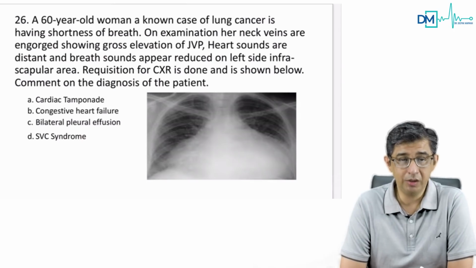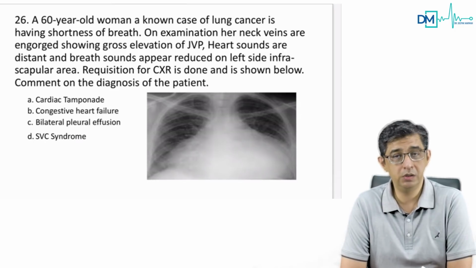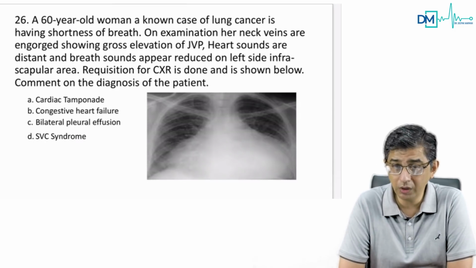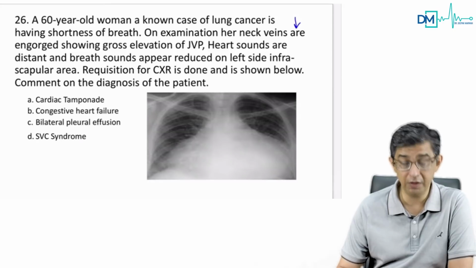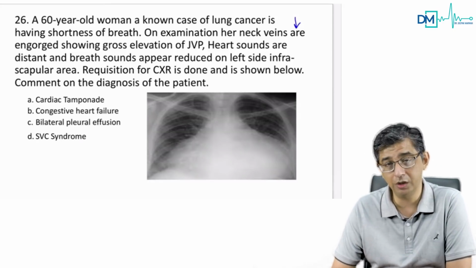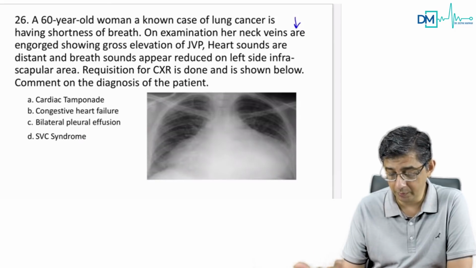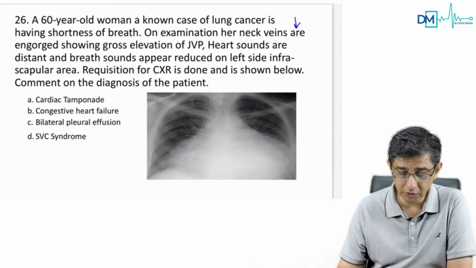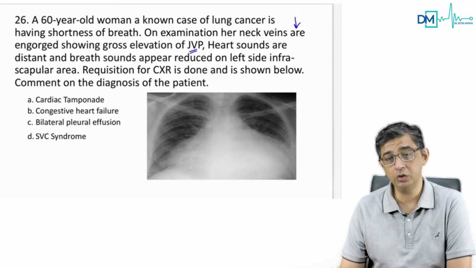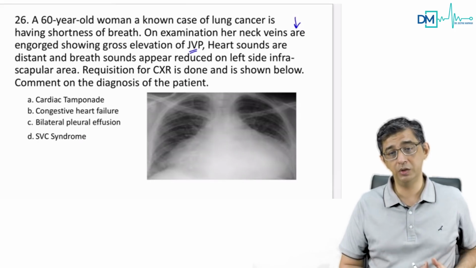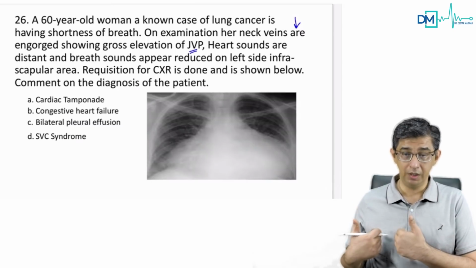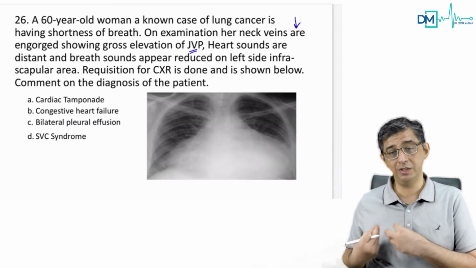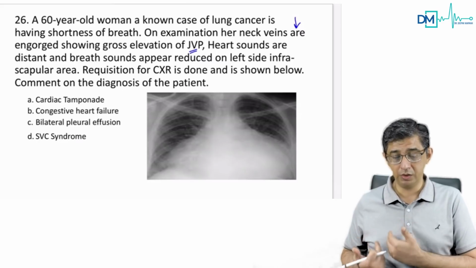Coming to the next question, he talks about this lady with lung cancer having shortness of breath. Now, lung cancer patients can have pleural effusions, and that can contribute to shortness of breath. On examination, her neck veins are engorged, showing gross elevation of JVP. The moment you read that, you know that the cause is not a pleural effusion. Though I have not commented on the X-ray, at the moment he's talking about JVP, you know that he's talking about a cardiac cause of breathlessness in this person. So a lung cancer patient having breathlessness, but the problem is not stemming from the lung per se. It's not the cancer which is per se causing a problem. The cancer has caused something to the heart.